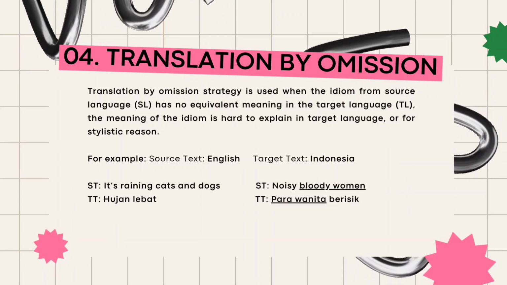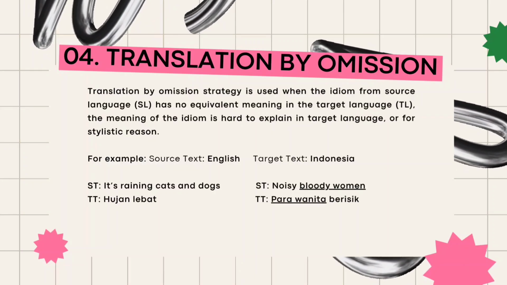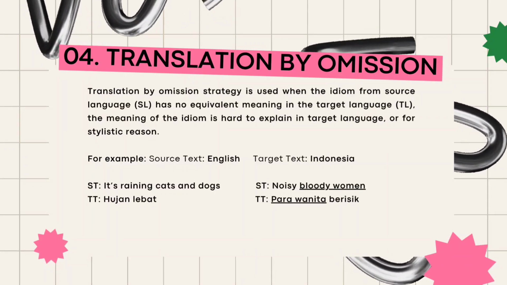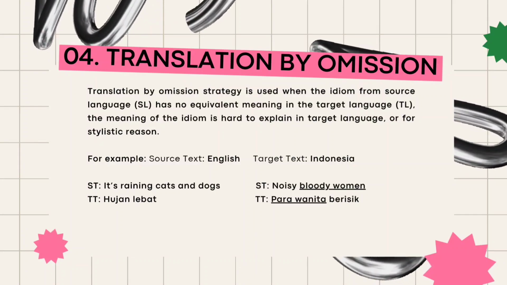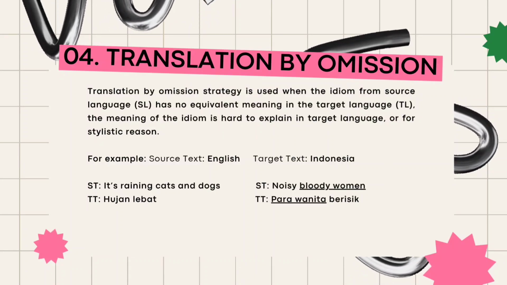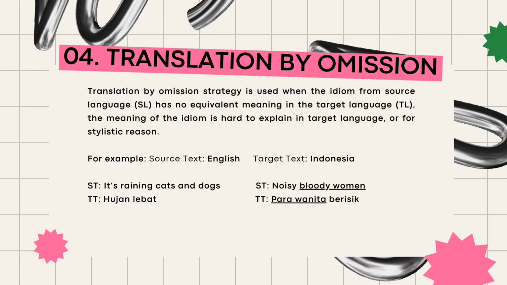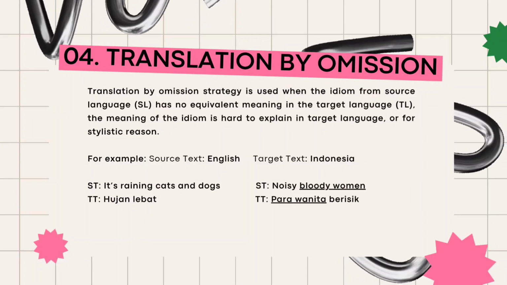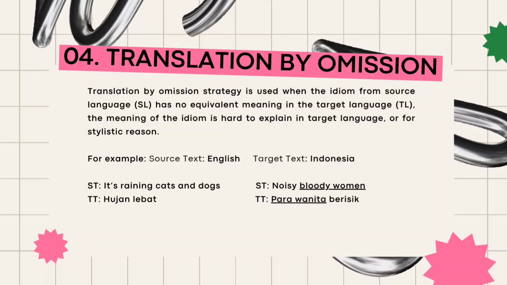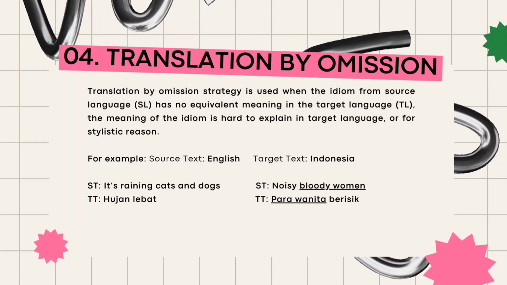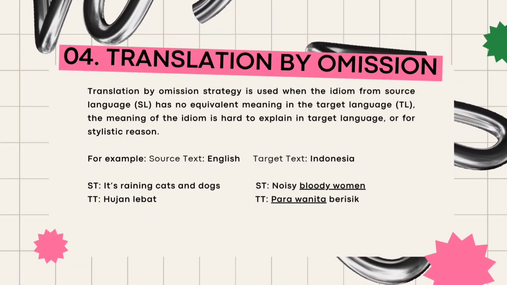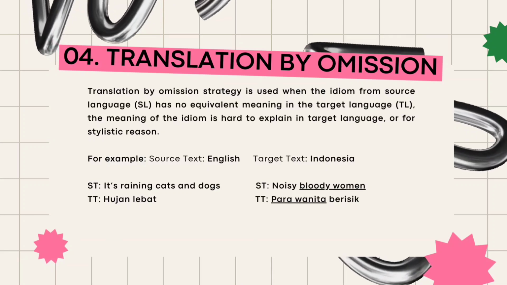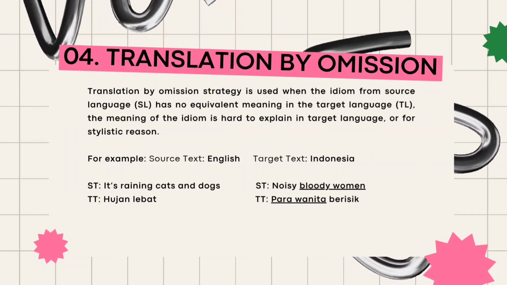For instance, the idiom "It's raining cats and dogs" is translated into "hujan lebat." In this case, the idiom has been omitted, and the meaning is only "hujan lebat," or "it's raining heavily." It is because the idiom "It's raining cats and dogs" doesn't make sense to Indonesian speakers, as it is a cultural expression from English. By omitting the idiom, the translation will be clear and natural for the target audience.